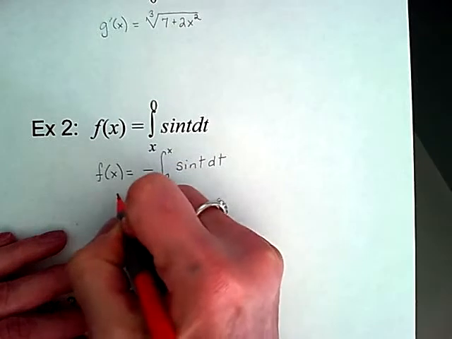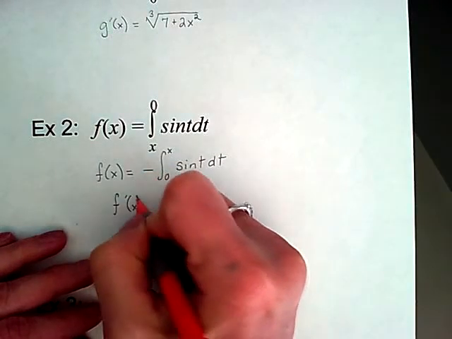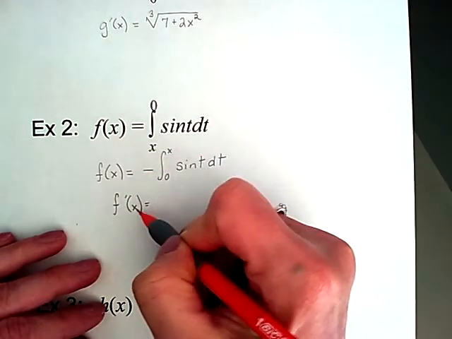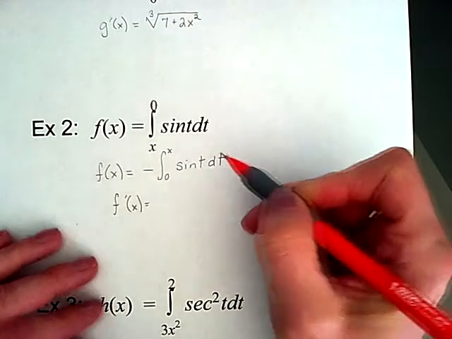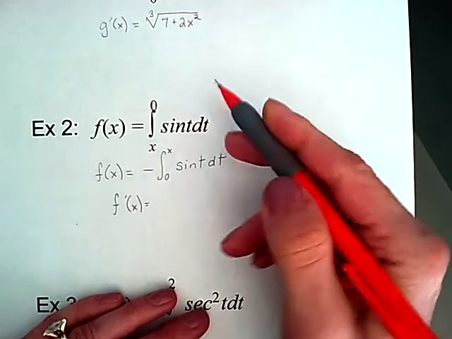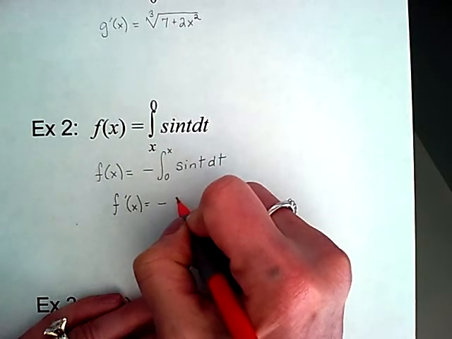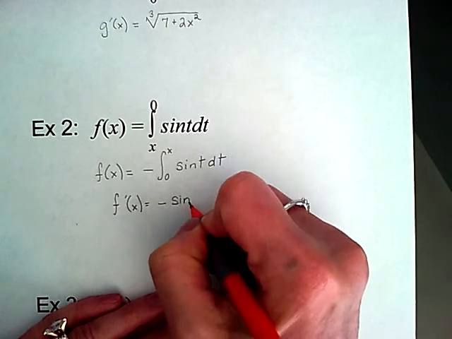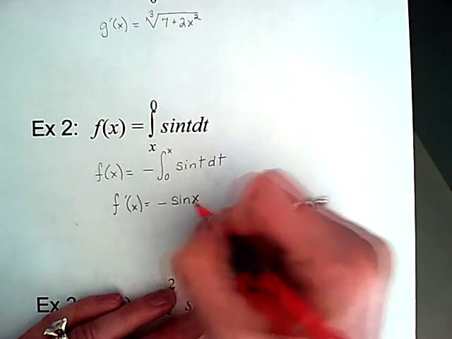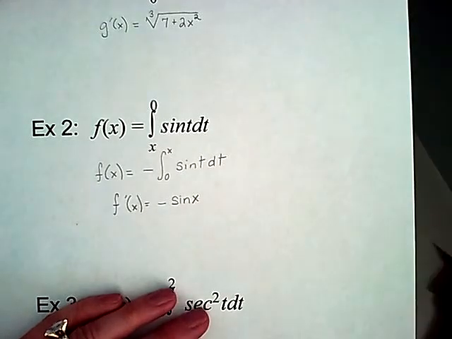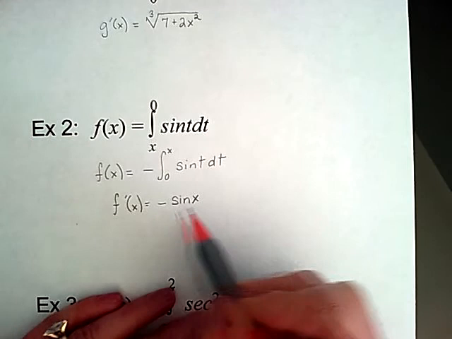So when I take the derivative of this function in terms of x rather than in terms of t, it undoes the integral, but the negative still comes with us and becomes negative sine of x. That is our derivative of our function.